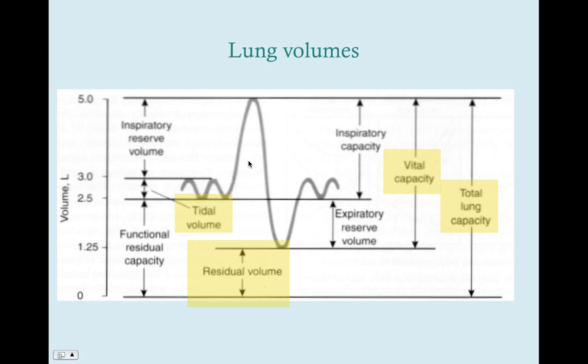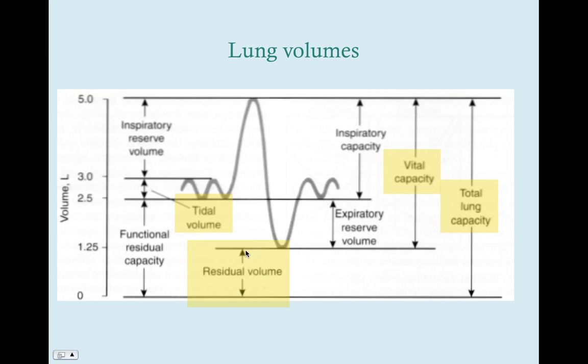The greatest amount of volume of air that you can breathe in is considered your total lung capacity. In most people, that's around 5-6 liters. Some bigger guys, it can be about 7 liters. But that's your total lung capacity. So that makes sense. The total amount of air that you can fit into your lungs is your total lung capacity. Now that's different from your vital capacity.